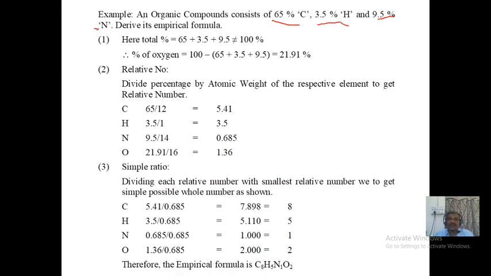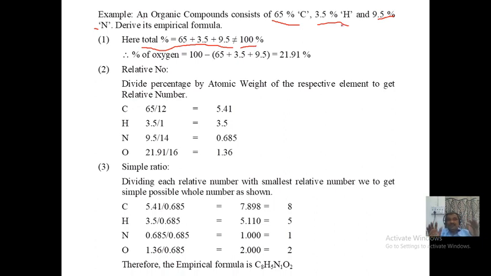So what is the first step? The so-called step 0, friend. Here if you add the percentages of carbon, hydrogen and nitrogen, 65 plus 3.5 plus 9.5, it is not coming out to be 100%, friend. It is less than 100%. So there is a thumb rule. What is that thumb rule?